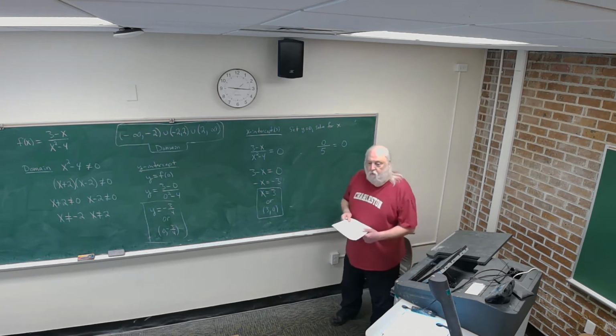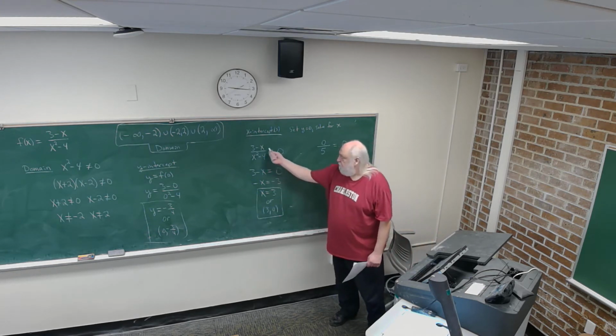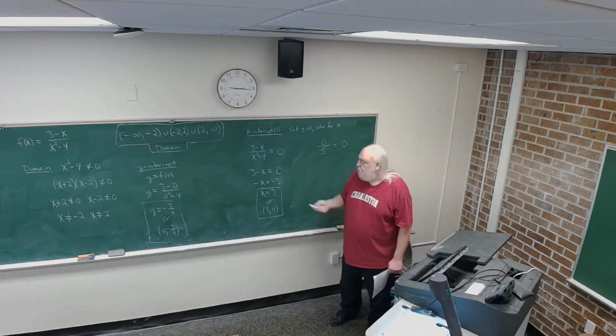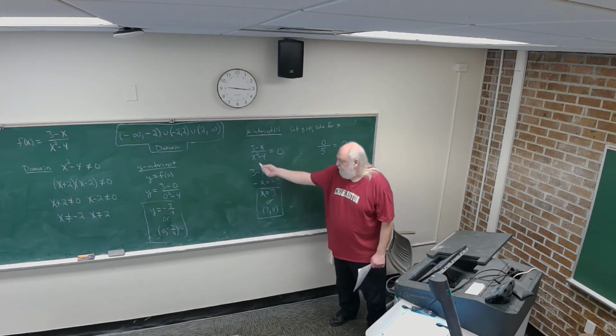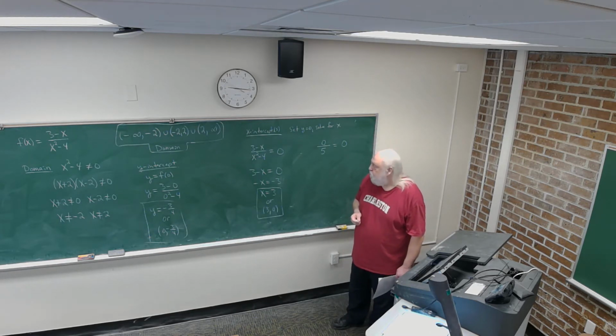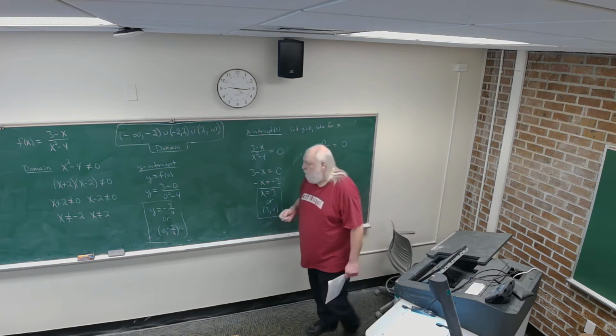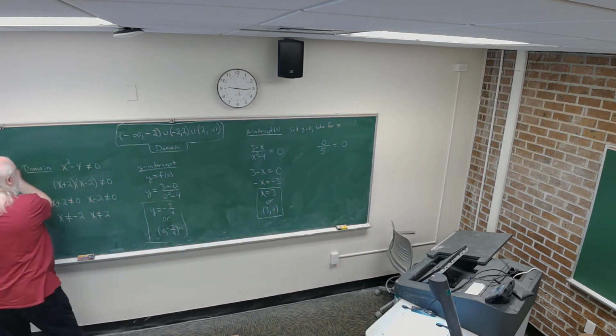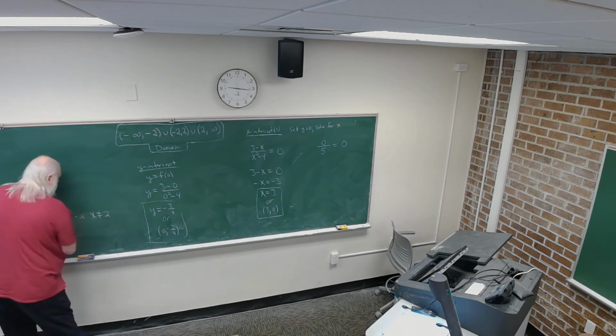Okay. The only way this quotient can equal 0 is if the numerator equals 0. There's no number you can put in for x in the denominator that will make the left-hand side equal to 0. Okay. All right. So if there's no questions, let's move on to B. It's a little more challenging.